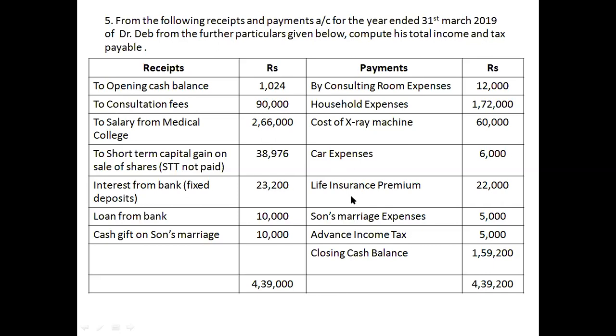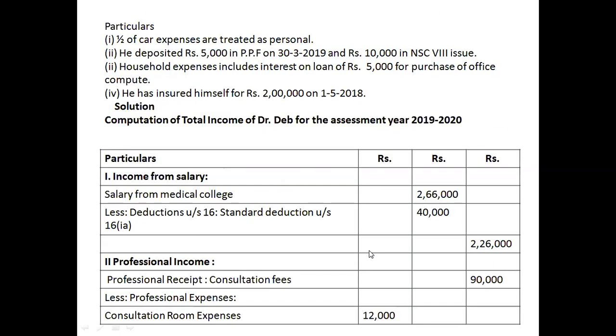Then we have the life insurance premium, which is non-professional, where you can claim a deduction. Son's marriage expense is non-professional. Advance income tax is non-professional. You can claim PPF as a deduction. Again, for the life insurance premium you are going to get a deduction. Then the interest on loan of rupees 5,000 was used for the office purpose, so we can treat it as a professional expense.